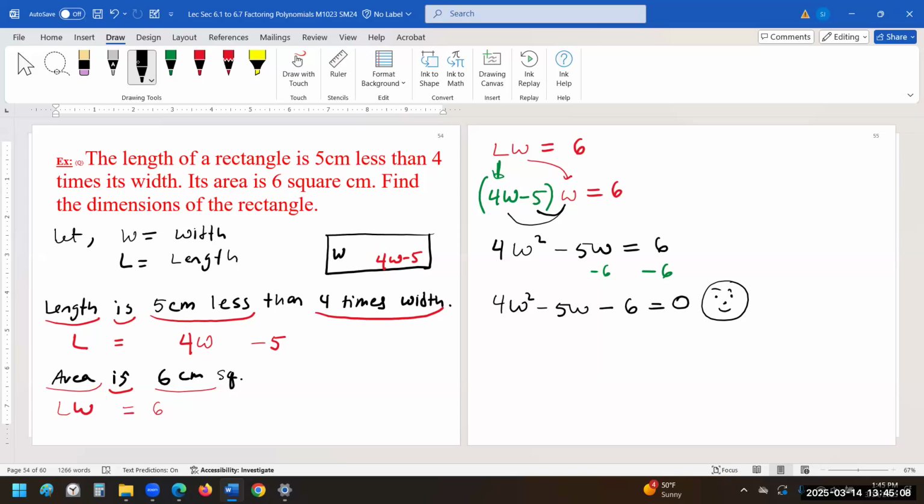Can you factor out anything here? 4 and 6 are even, but 5 is not, right? So GCF, we cannot do that. That means how do you factor? Which method? AC. You can use trial, but if you use trial, there are so many combinations. For 4, you have 1 times 4 and 2 times 2. For 6, it's 1 times 6, 2 times 3. Which of these combinations can give you 5? So many. Not really.